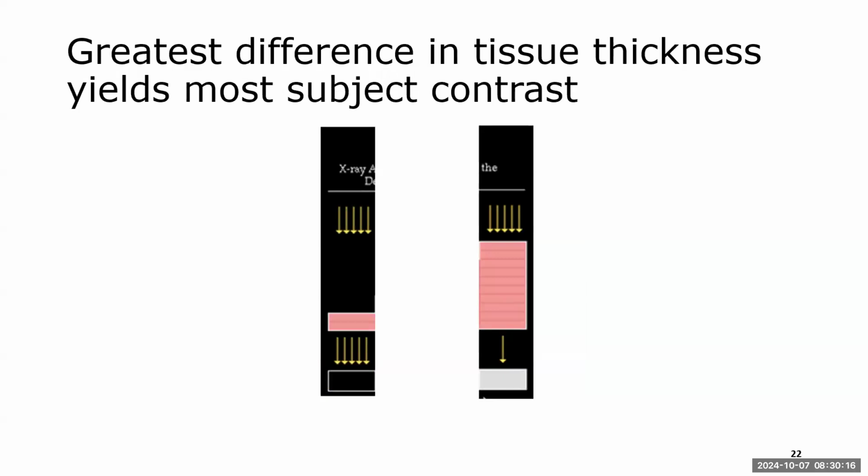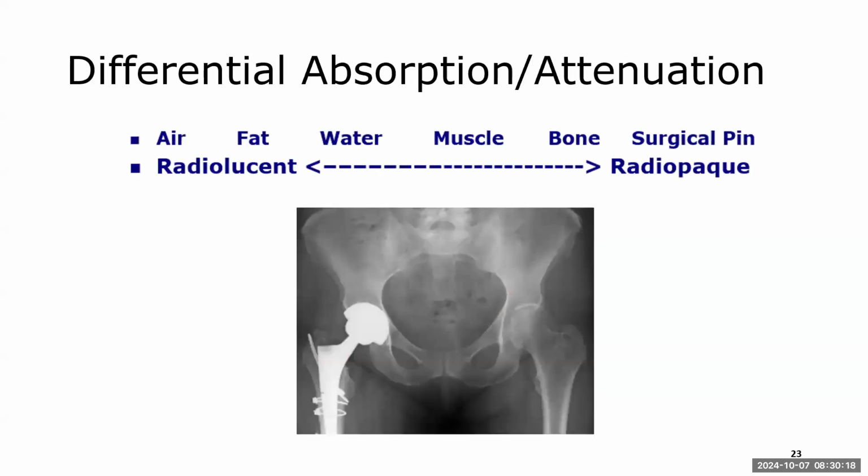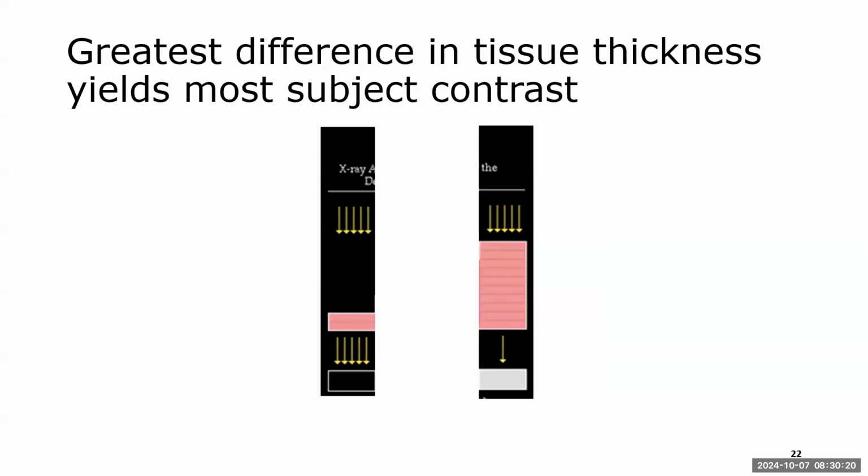So the good news is all three of those things that we said, atomic number, tissue density, and tissue thickness, because there's a difference in density and thickness, if there's greater difference in those, then you're going to have the highest subject contrast. So the greatest difference in atomic number, the greatest difference in tissue density, and the greatest difference in tissue thickness give you the highest subject contrast.